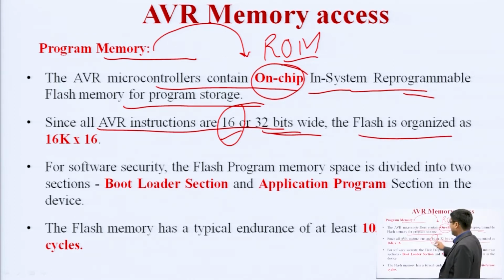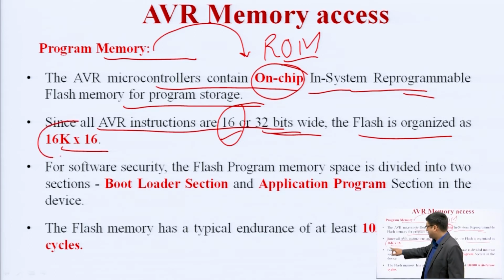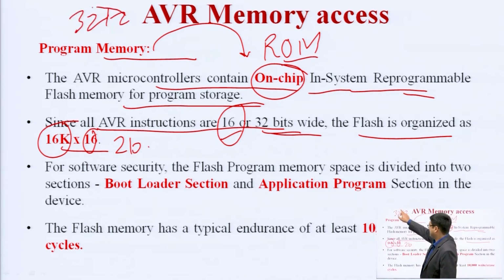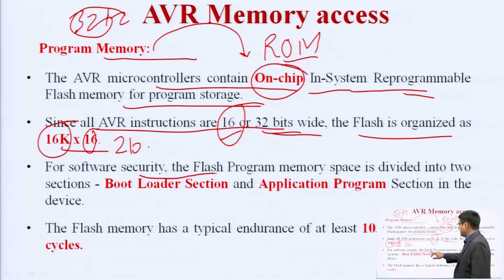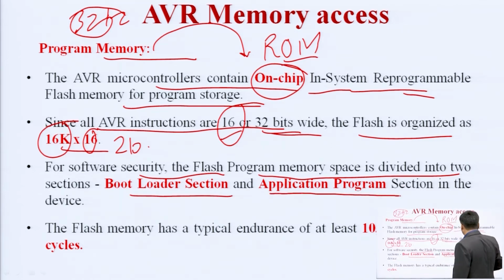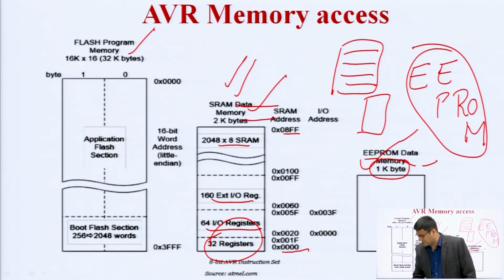The flash is organized into 16K into 16. We have seen that it is available as 16 kilobytes of memory, and into 16 bits means it has 2 bytes. So 16 into 2 bytes means 32 bits. In our previous slide we have seen that. For software security, the flash programmable memory space is divided into sections: bootloader section and application program section. In our previous slide you can see here.